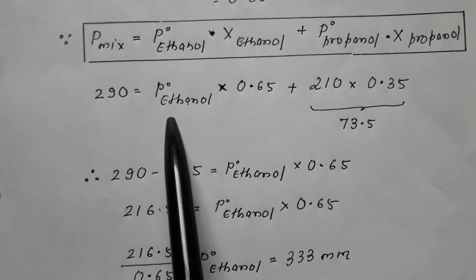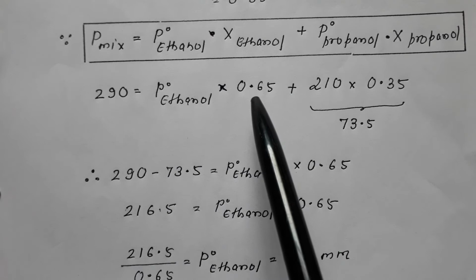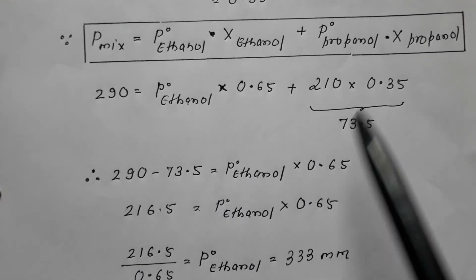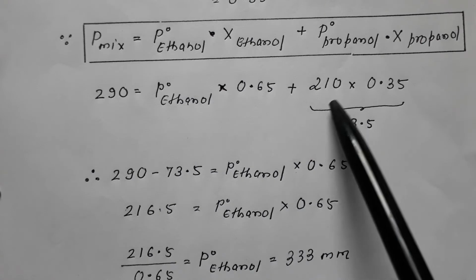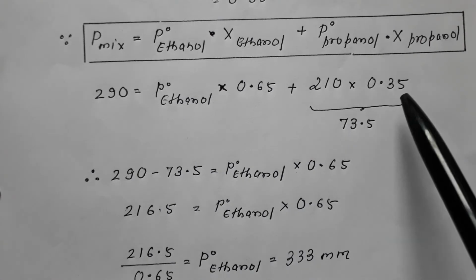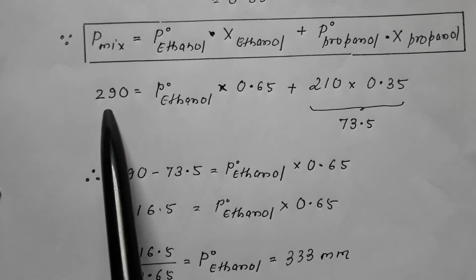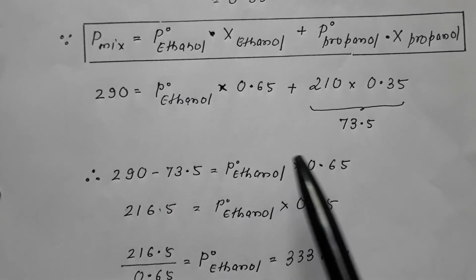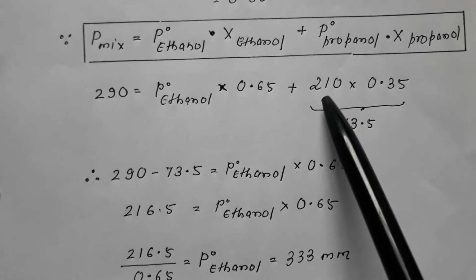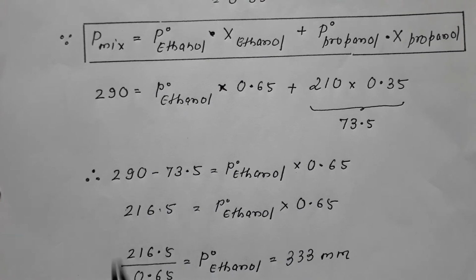The vapor pressure of pure ethanol is to be calculated. The mole fraction of ethanol given in the question is 0.65. The vapor pressure of pure propanol is 210, given in the question. The mole fraction of propanol is 0.35, which we have calculated. So the vapor pressure of the mixture is known, the mole fraction of ethanol is known, the vapor pressure of pure propanol is known, and the mole fraction of propanol is known.